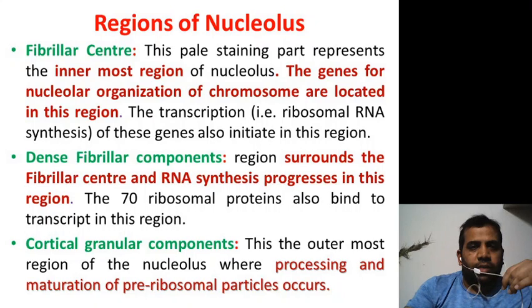It is followed by the dense fibrillar component. This region surrounds the fibrillar center, and RNA synthesis progresses in this region. And the last one is the outer region called the cortical granular component, where processing and maturation of pre-ribosomal particles occurs. This is the structure.